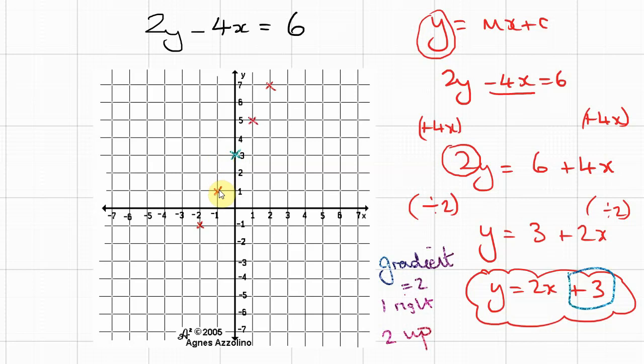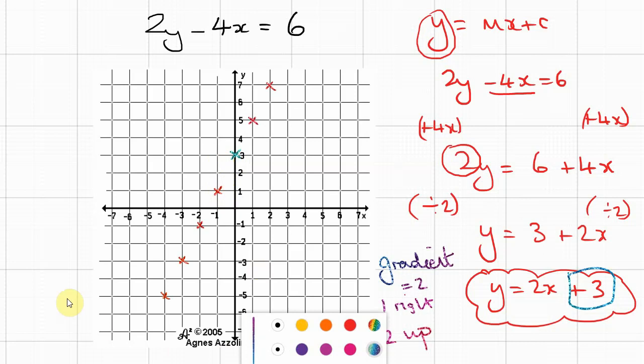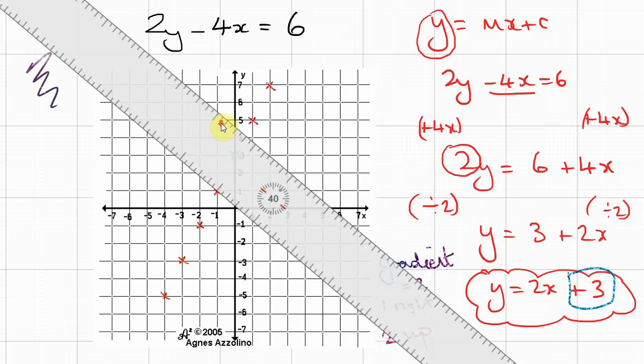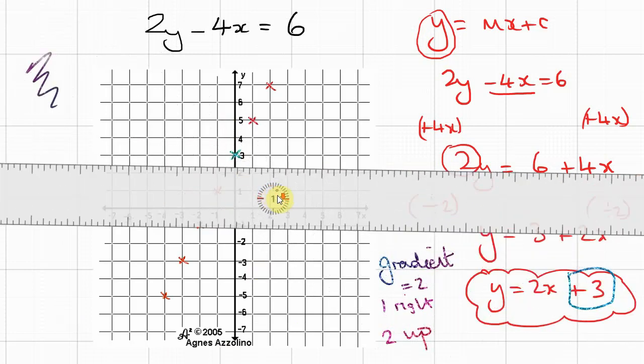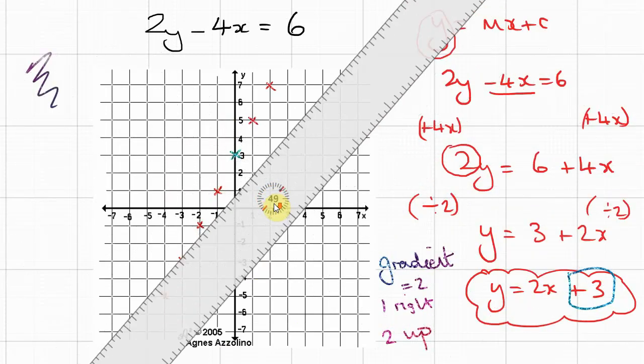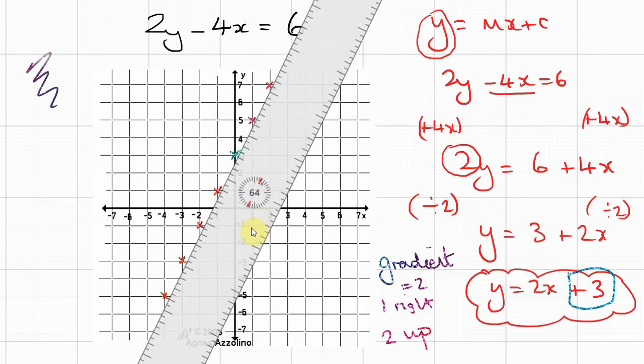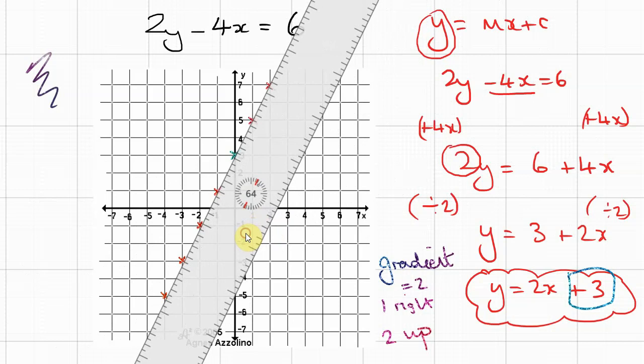And I can fill in a few more, not that you need to or anything. And then, let's see what this colour is. Oh, that's quite nice. Big finale. Stick a ruler through it. And Bob's your uncle. We've plotted the line 2y minus 4x equals 6. We could also say that that's y equals 2x plus 3.